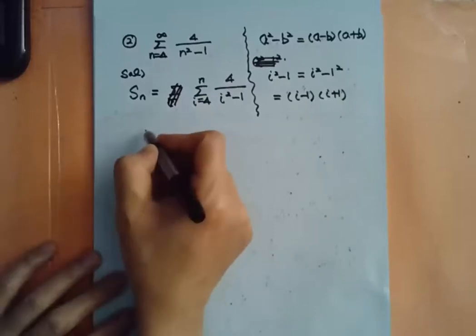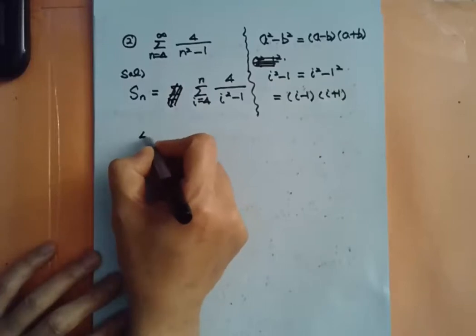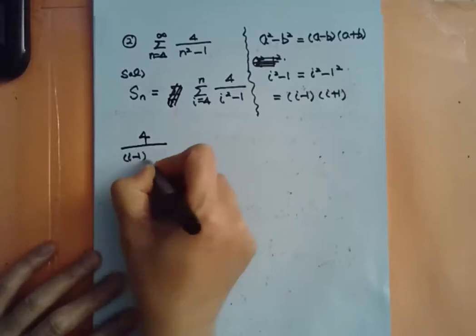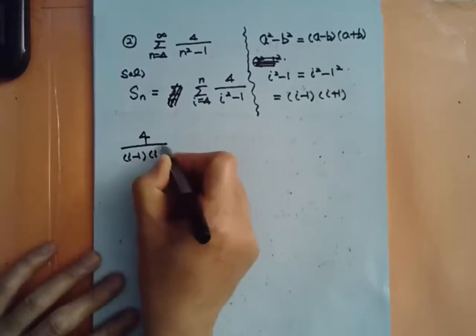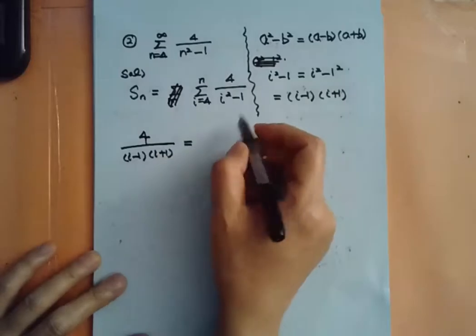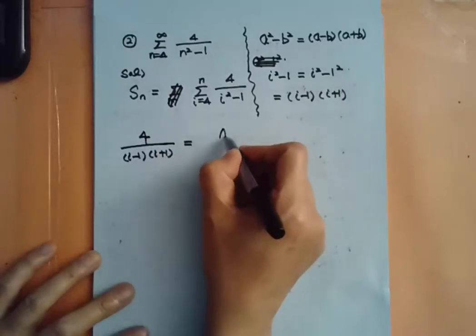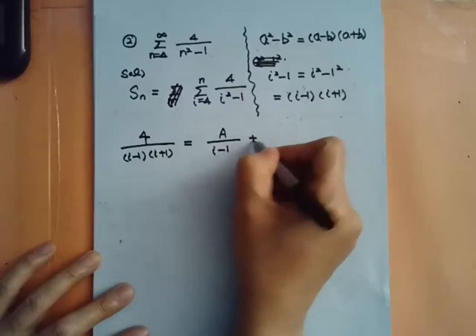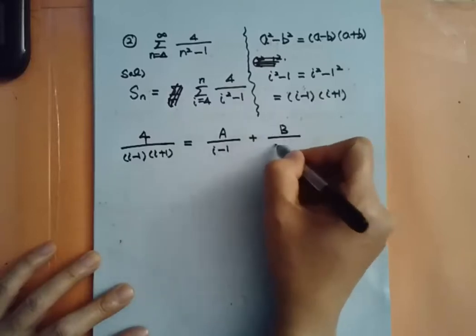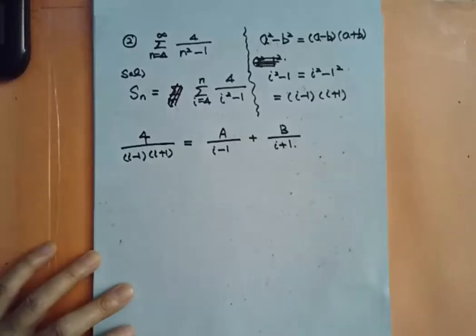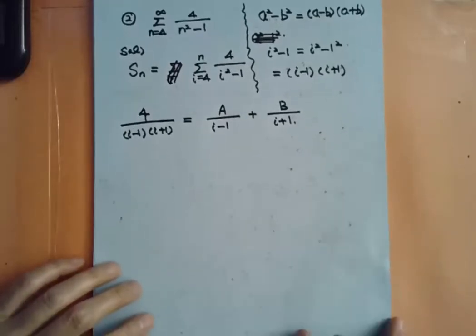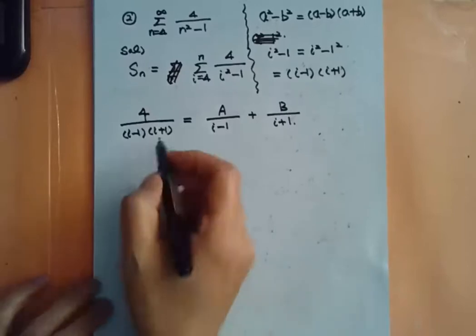So what we want to do is think about the partial fraction of the fraction 4 over (i minus 1) times (i plus 1). As we have been doing, it can be written as A over (i minus 1) plus B over (i plus 1). And then we will follow the routine.